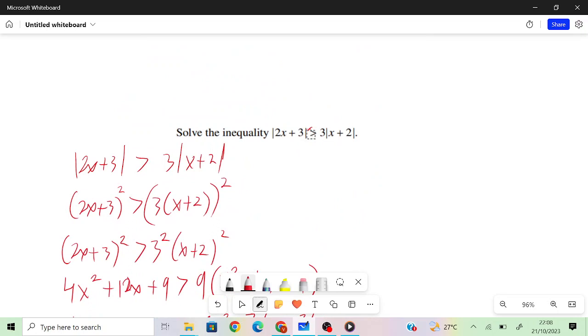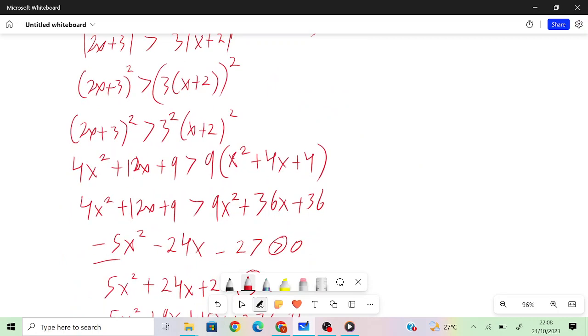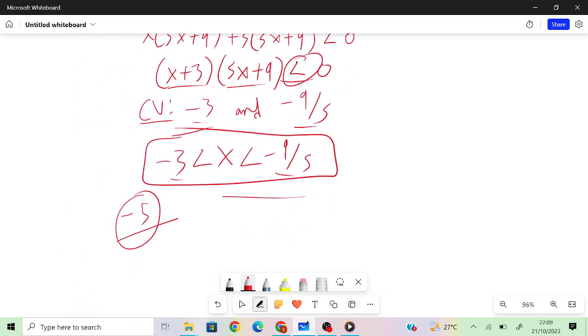Let's check it. If we put -5 over here, we have 2 into -5, which is -10, plus 3, that's -7, and since it's modulus, everything becomes positive, so -7 turns into +7. And if we put it over here, we have -5 plus 2, that's -3, and -3 becomes +3, and then times it by this 3, we have 9. And is 7 greater than 9? No, it's not. Hence -5 cannot take place, but our answer so far is still correct because it indicates that the x value is greater than -3 but less than -9/5.